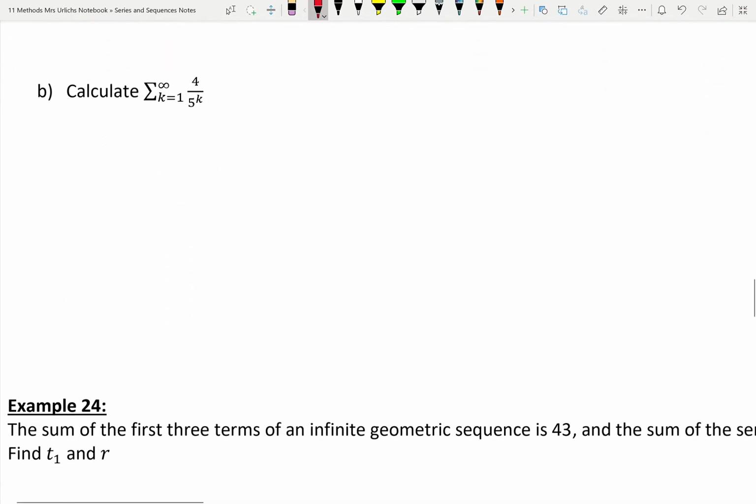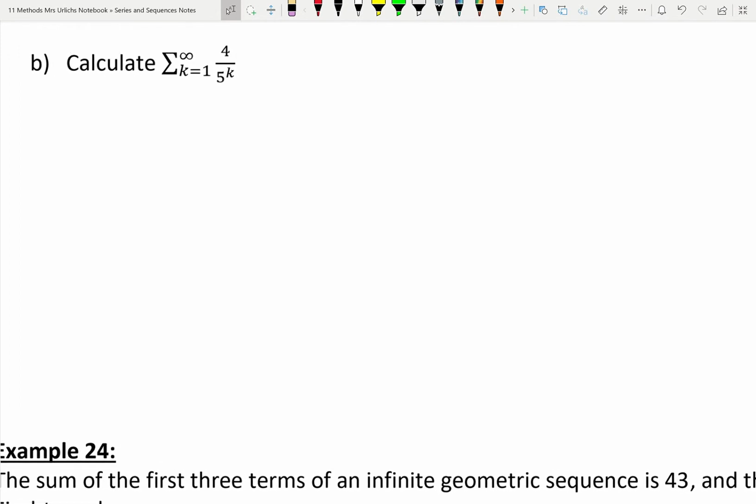For question B, all we're doing is using sigma notation. We do it exactly the same way, remembering that this is just another way of writing the sum to infinity. So sum to infinity is term 1 on 1 minus R. So looking at this geometric sequence, our first term is going to be 4 on 5 to the power of 1, which is just 4 on 5. And our ratio is going to be 1 on 5.